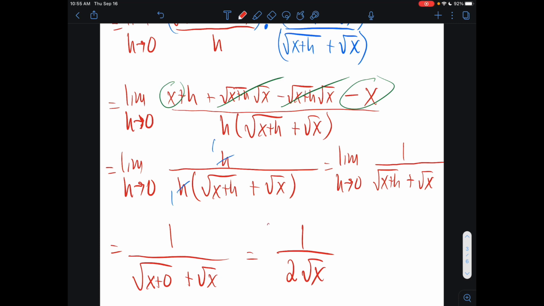And I'm just going to leave it like that. I don't need to worry about having a square root in the denominator. And leaving it like this is actually beneficial for us in a calculus class because we may do something more of that function later on.